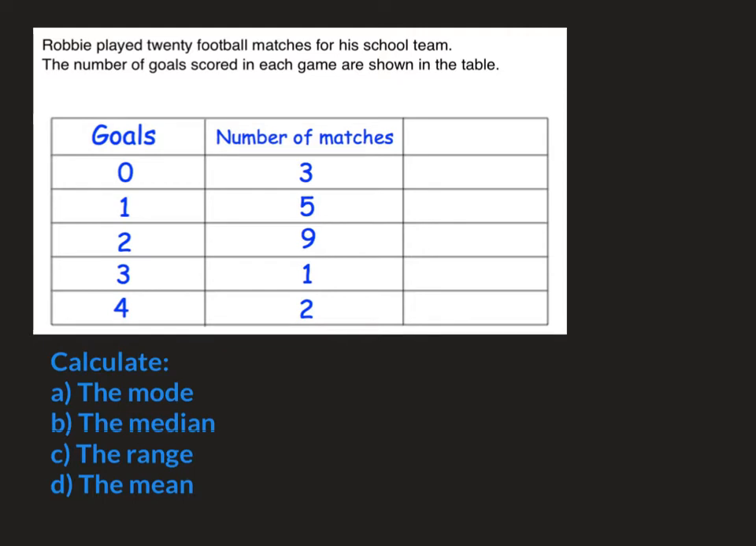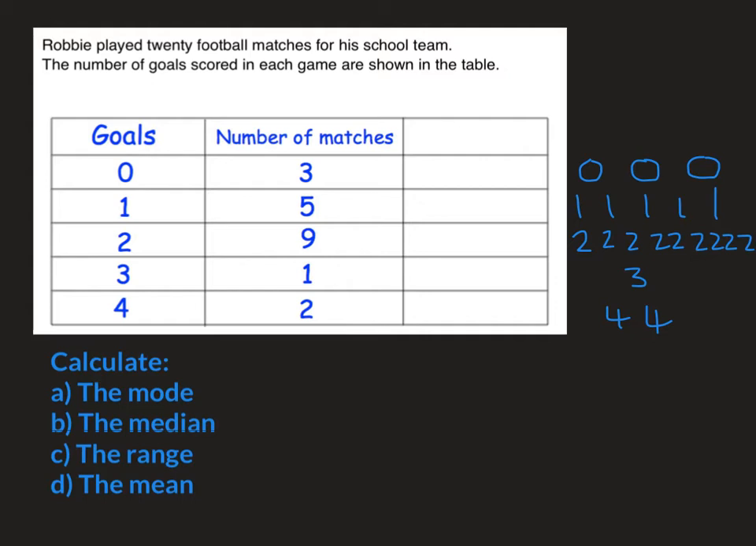So just imagine, to begin with, that we had all this information written out in a long list. So in 3 of the matches we had 0 goals. So if I had that written out fully, it would look something like that. In 5 of the matches there was 1 goal, so it would be recorded something like that. 9 of the matches there were 2 goals, so 1, 2, 3, 4, 5, 6, 7, 8, 9. There was 1 match with 3 goals and 2 matches with 4 goals. So that is what this data is representing.